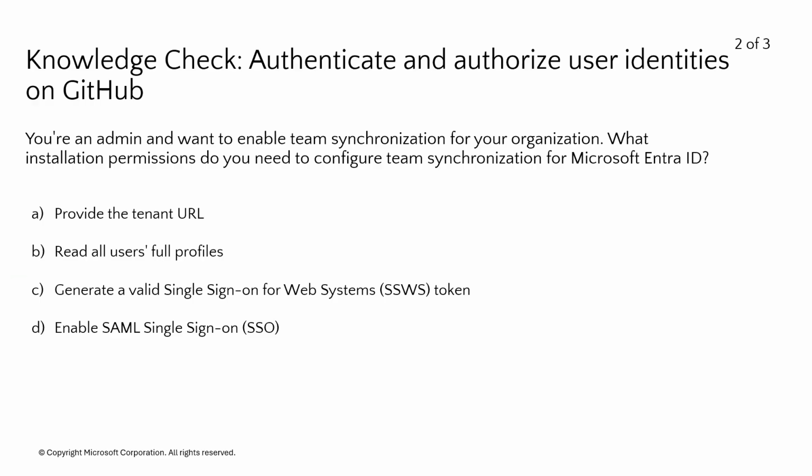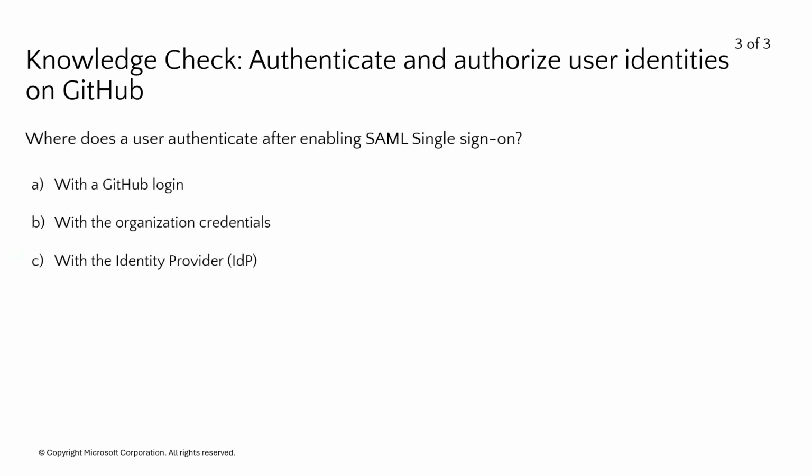You're an admin and you want to enable team synchronization for your organization. What installation permissions do you need to configure team synchronization on Microsoft Entra ID? Provide the tenant URL, read all users' full profiles, generate a valid single sign-on for web systems, or enable SAML single sign-on. And the answer is read all users' full profiles. Where does a user authenticate after enabling SAML single sign-on? With a GitHub login, with organization credentials, or with the identity provider. The answer is with the identity provider.